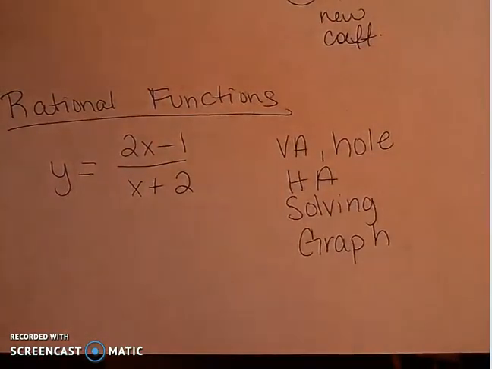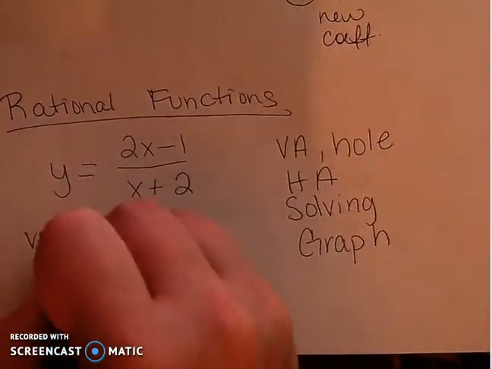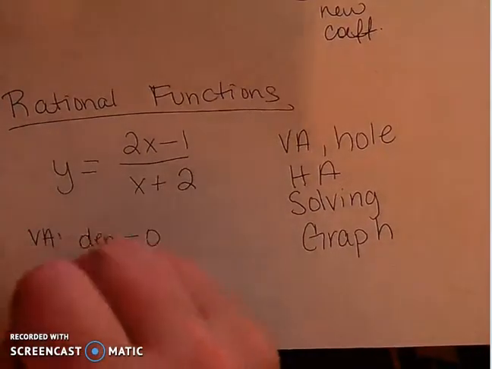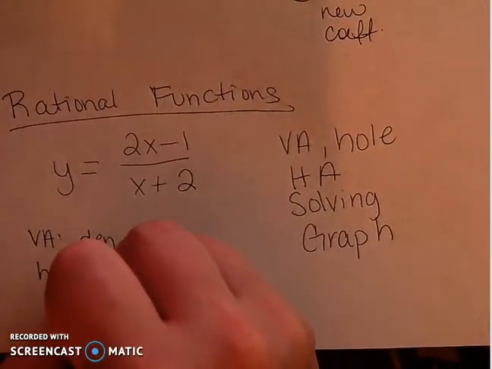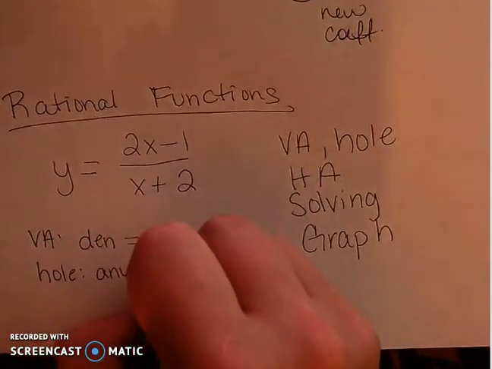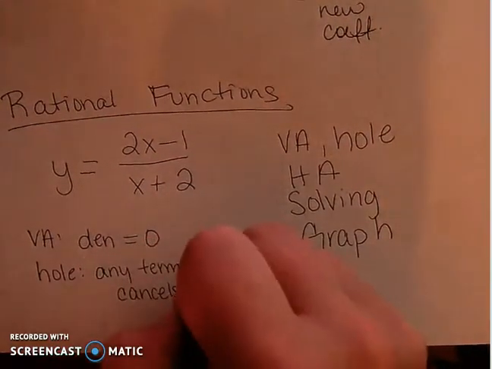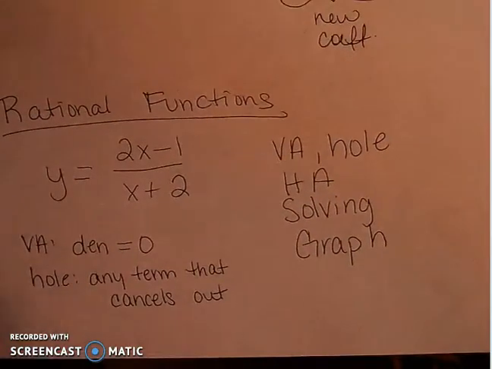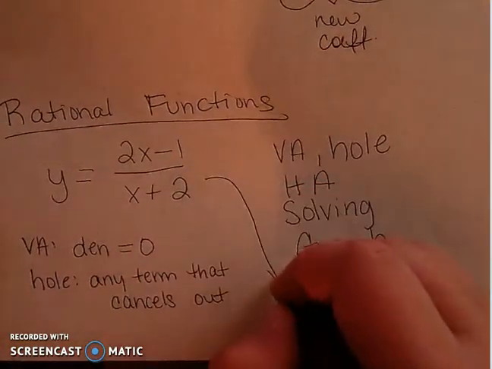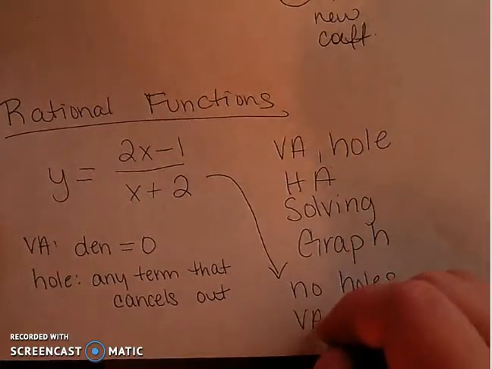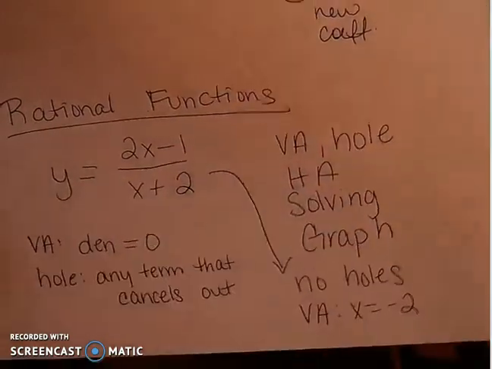If you remember, a vertical asymptote is a line that goes up and down that the graph cannot touch. Vertical asymptotes are where the denominator equals 0. A hole is any term that cancels out. So in this case, this one has no holes because nothing cancels, and a vertical asymptote of x equals negative 2.